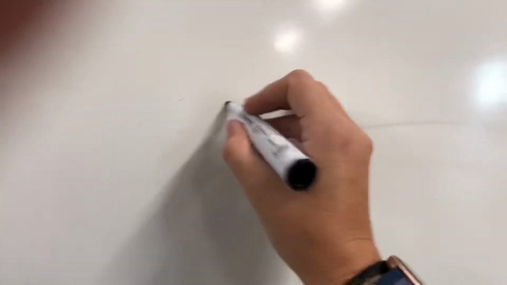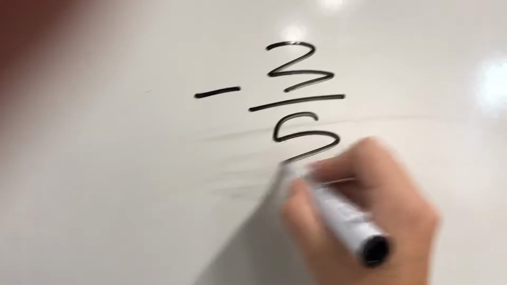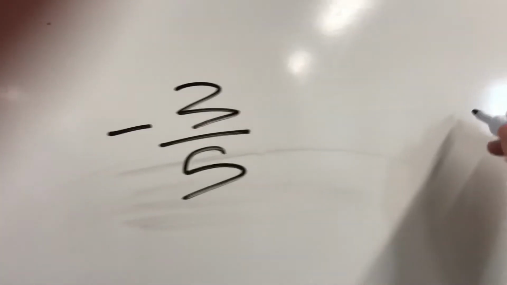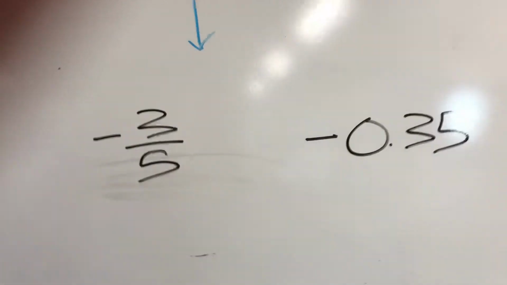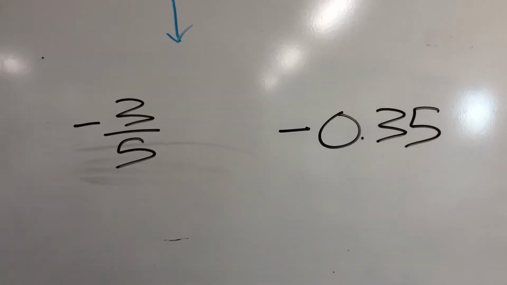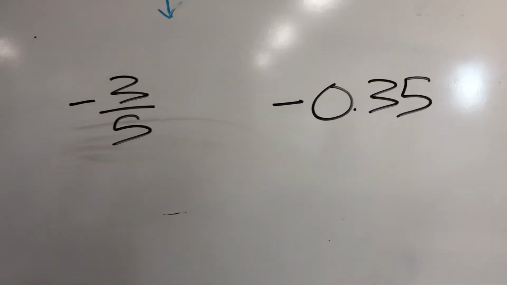Next example, we're going to throw in some negative numbers. So remember, with our negative, if we go further over to the left, that is going to be that smaller number, that least number. So here I'm going to take a look at negative 3/5 and negative 0.35. Difficult to tell when we are looking at a fraction and a decimal.